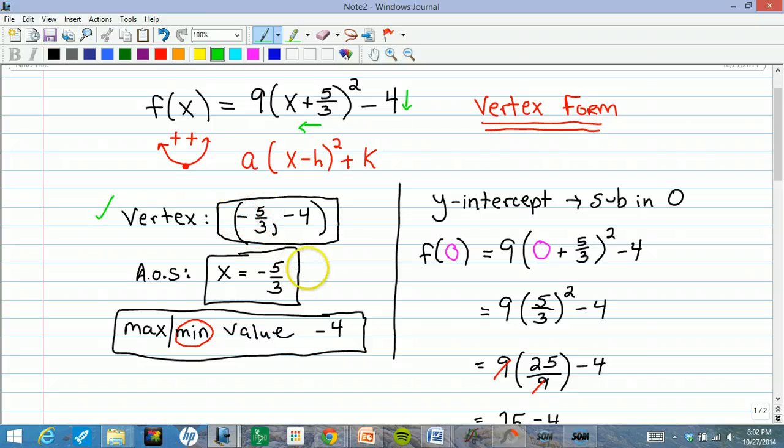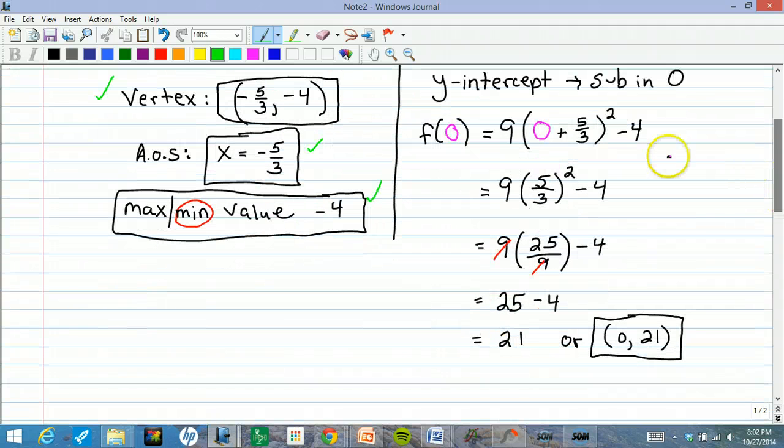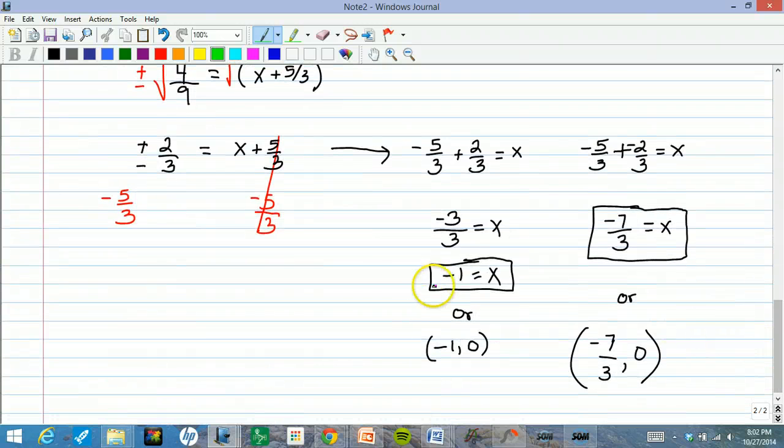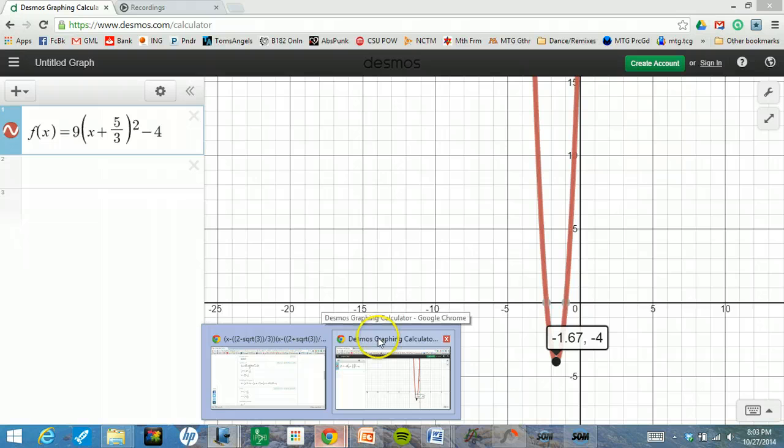Once we have our vertex, we have our axis of symmetry. X equals negative 5/3. We look at the a value, it's positive, so we have a minimum value of negative 4. That was there. Finding the intercepts, we always sub in 0, do a little bit of math, and our y-intercept was 21, and our x-intercepts are at negative 1 and negative 7/3, or we can write them as follows. So let's just check that now that we've done our work.